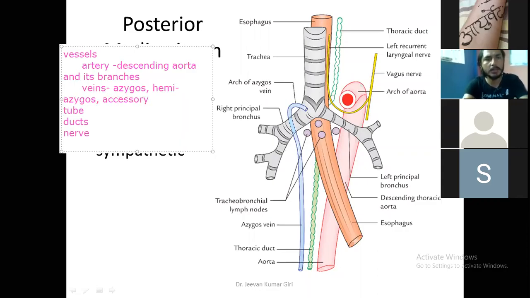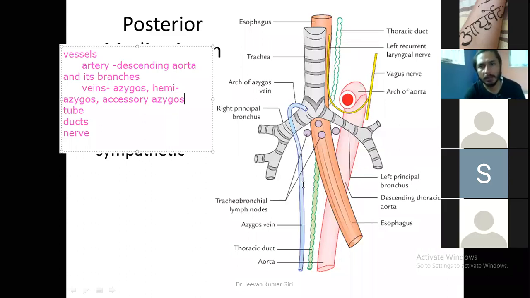And accessory azygous you will see. Here the azygous vein is on the right side. Similarly, the hemiazygous and the accessory azygous you will see on the left side. In the picture it is not given here. So these are the veins you will see in this region: azygous vein, hemiazygous and accessory azygous vein.